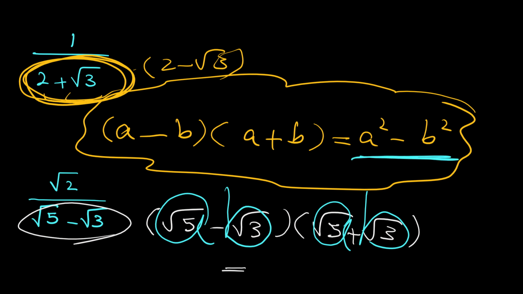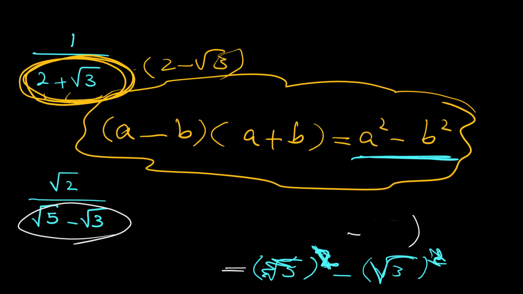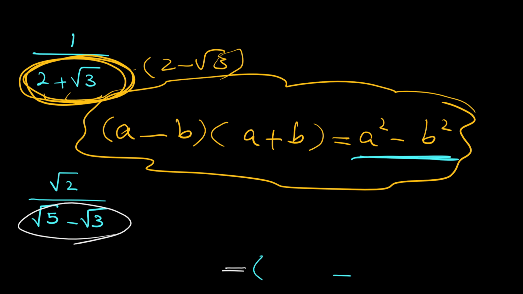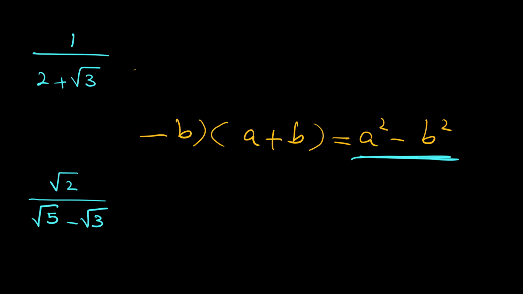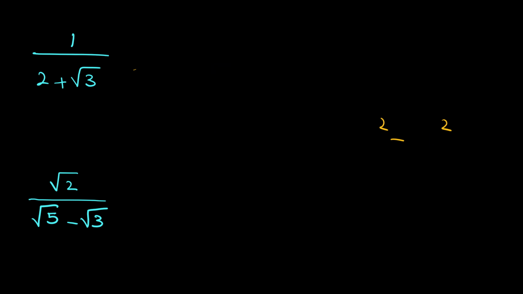Based on this identity, the answer is a to the 2, which is radical 5 to the 2, minus b to the 2, radical 3 to the 2. The power 2 and the radical cancel. That's the reason I mentioned this identity here. Now let's do this question to learn the method for rationalizing this type of expression.